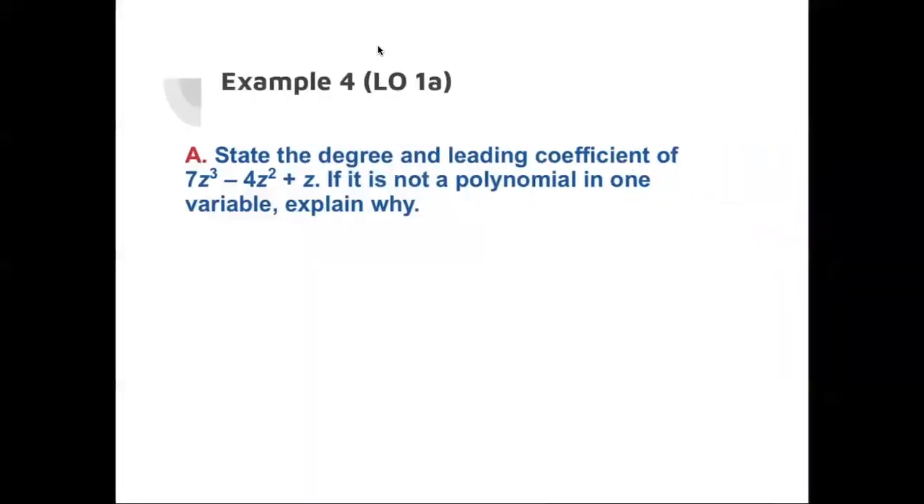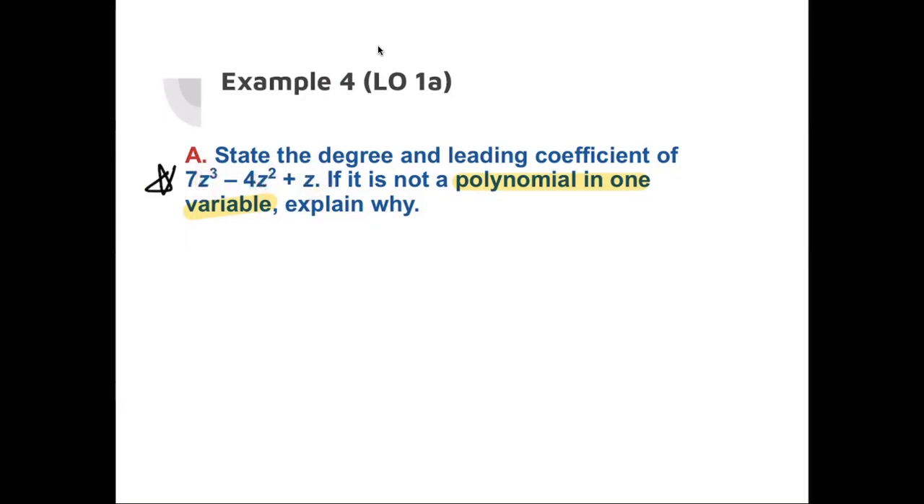Okay, let's look into example 4. State the degree and leading coefficient of 7z to the power of 3 minus 4z squared plus c. If it is not a polynomial in one variable, explain why. I didn't explain this concept, but what is a polynomial in one variable? It's basically a polynomial that has just one variable. For this example, the only variable given is z, right? So this is a polynomial in one variable, okay?